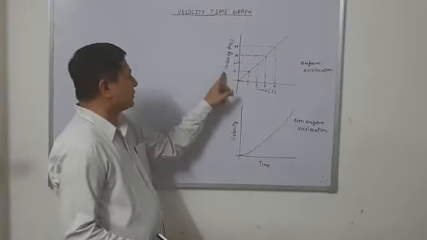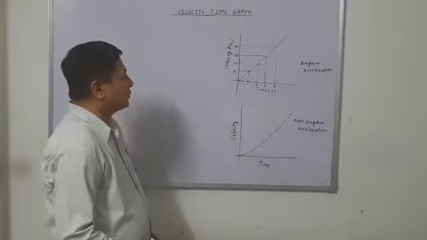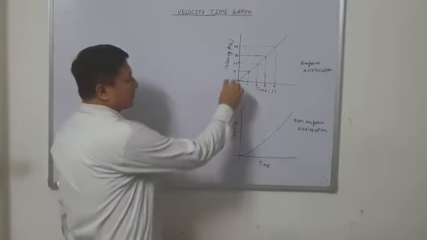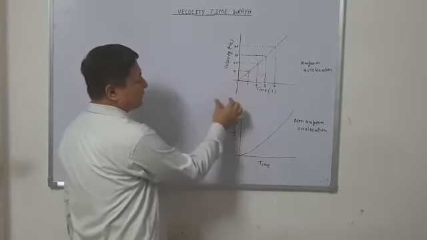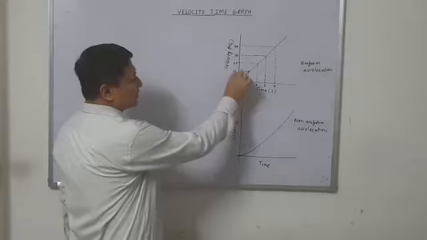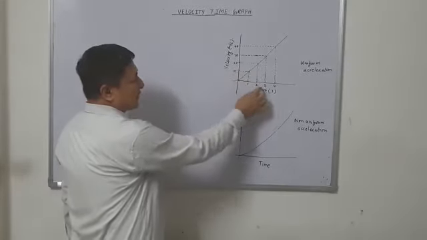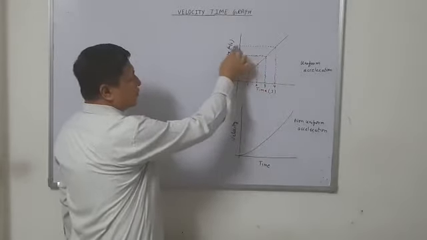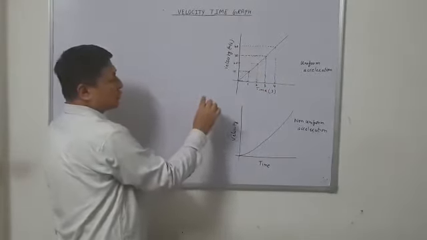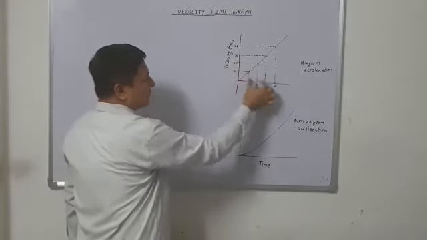Velocity is shown on the y-axis and time is shown on the x-axis. Now, if the velocity increases or decreases by an equal amount in equal intervals of time, you can see in 1 second the velocity is 10 meters per second. In the second second it is 20 meters per second. In the third second it is 30 meters per second. And in the fourth second it is 40 meters per second. So the velocity is increasing by an equal amount in equal intervals of time.